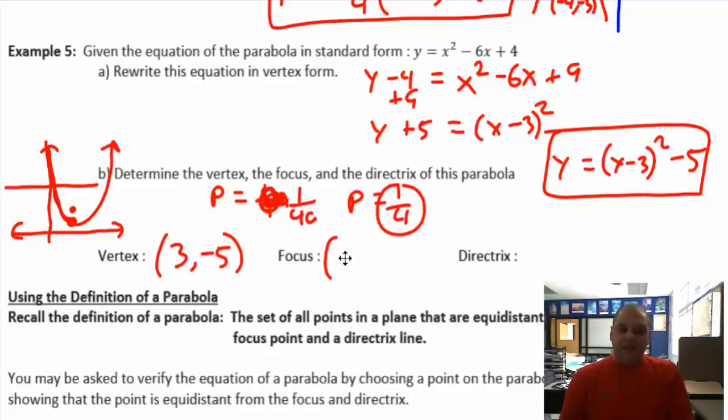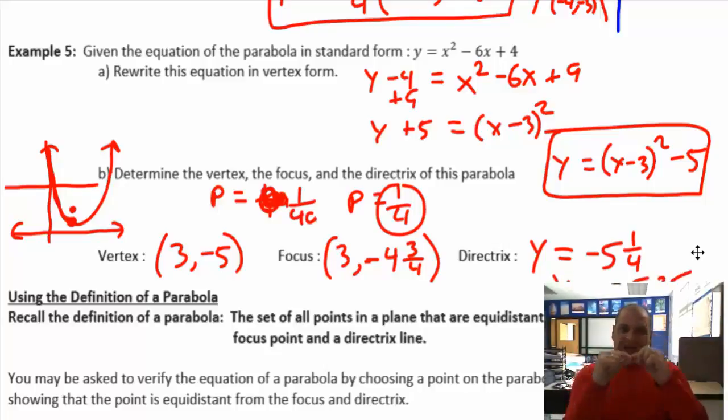So my focus is going to be up 1/4 from -5. That's going to be -4 3/4, -4.75. You're only going up 1/4. So that focus is going to be 3, -4 3/4. My directrix, I'm going down, so it's going to be y equals -5 1/4, or y equals -5.25. That would be the directrix, because you have to go down 1/4. So this can happen. You can get not so nice directrix and focuses.